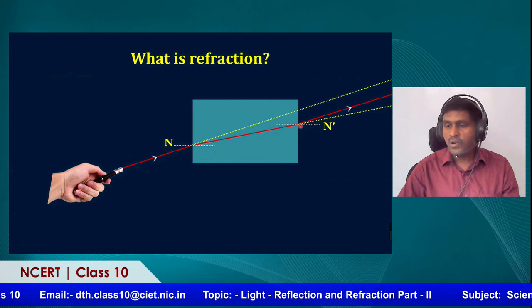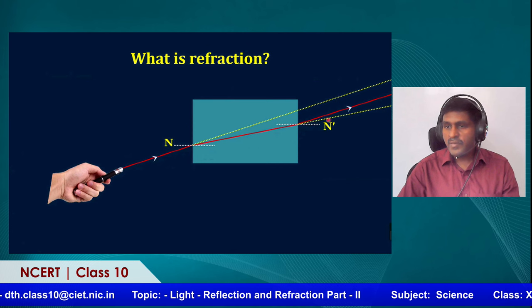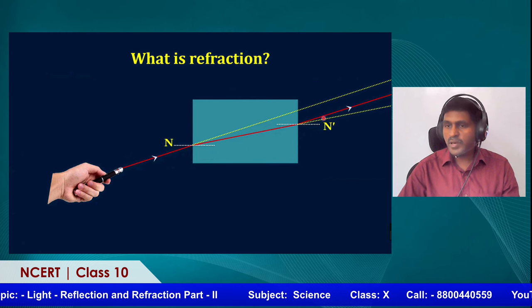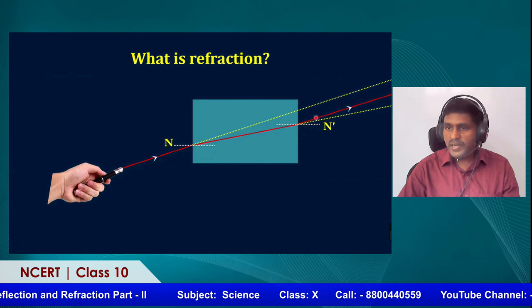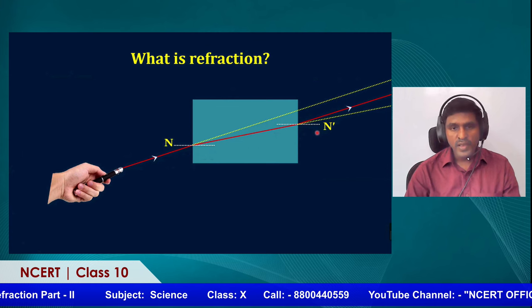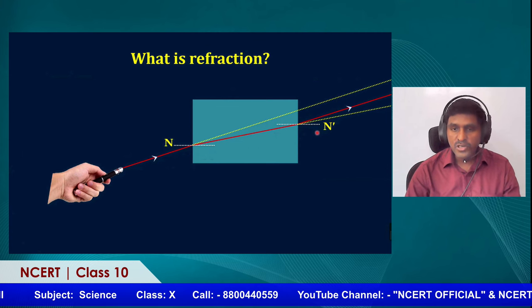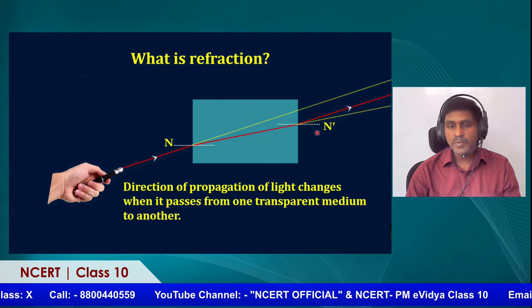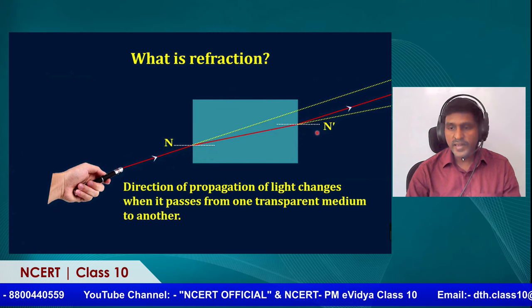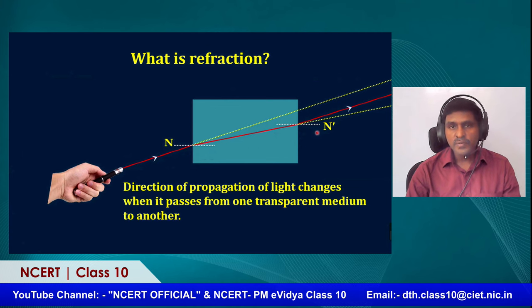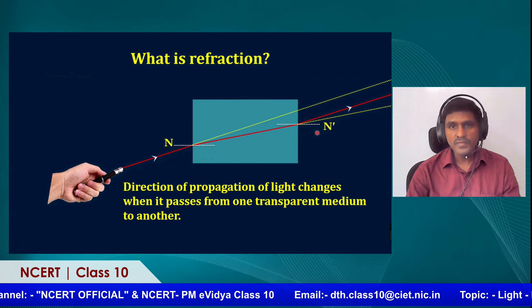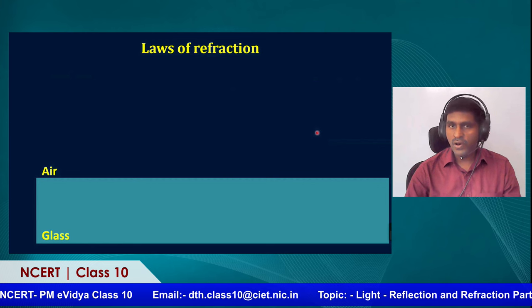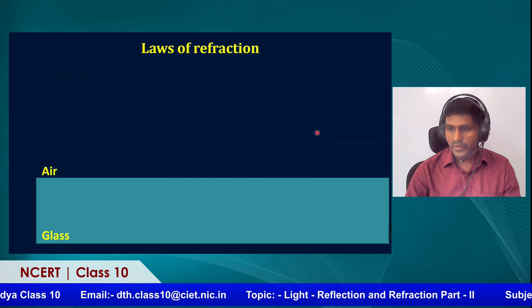When light goes from denser to rarer medium, it bends away from the normal. Look at this dotted line mentioned in yellow. This dotted line is the straight path of the light rays, and the light is bent away from the normal. So depending upon the medium, it bends towards or away from the normal. This change in direction of propagation of light when it passes from one transparent medium to another medium is called refraction. In order to explain refraction, we need some laws. Those are called laws of refraction.